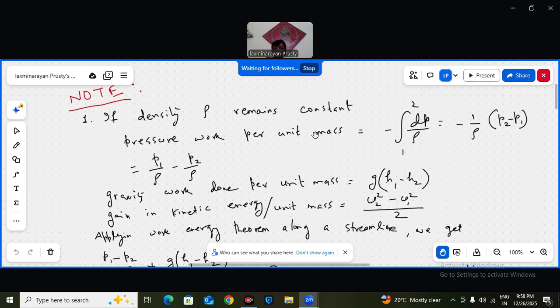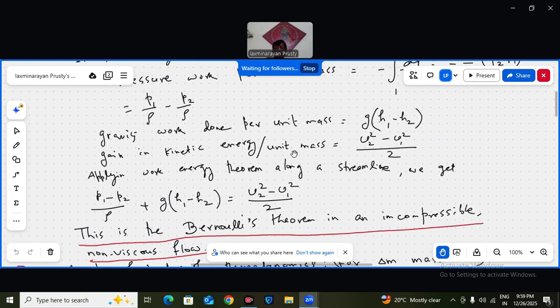If the density rho remains constant, then what is minus dP by rho, which I was discussing earlier? It is the work done by the pressure force in continuous flow motion. So that is minus 1 by rho, and if rho is constant, it is P2 minus P1, or P1 by rho minus P2 by rho. Gravity work done per unit mass is g(h1 minus h2), because this is minus of delta U. Delta U is g(h2 minus h1), minus of that is g(h1 minus h2).